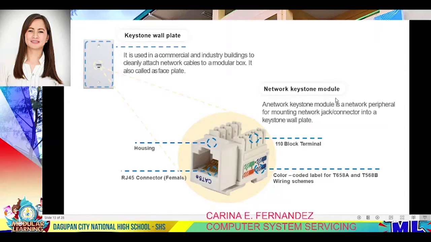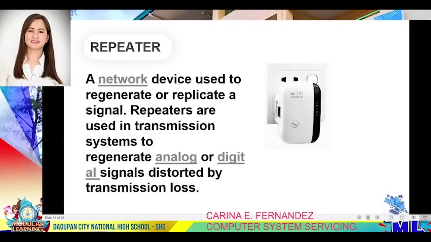We also have the network keystone module. It is a network peripheral for mounting a network jack connector in the keystone plate. The parts of the network keystone module are the housing, the block terminal, the RJ45 connector female, and the color-coded label for T568A and T568B wirings. A network device used to regenerate or replicate a signal is called a repeater.